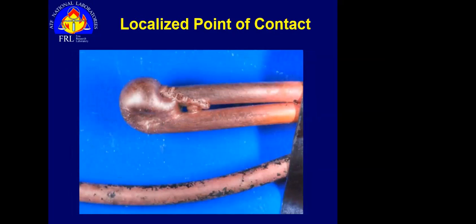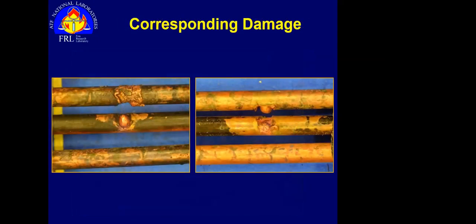Okay, and again, a localized point of contact. These conductors are the same setup. This is another test burn. Hot conductor on the top, ground in the middle, neutral on the bottom. A very localized area of damage, usually where the two conductors are closest together. Occasionally we get all 3 conductors involved. That's not unheard of. Again, the corresponding areas of damage, these were lab tests. Hot conductor on the top, ground in the middle, neutral on the bottom. Again, I only touched 2 out of the 3 conductors.